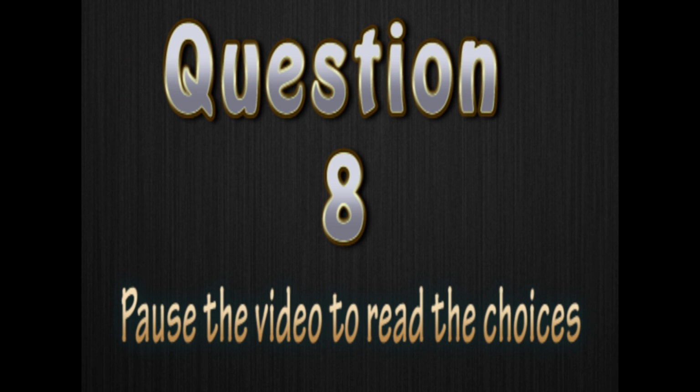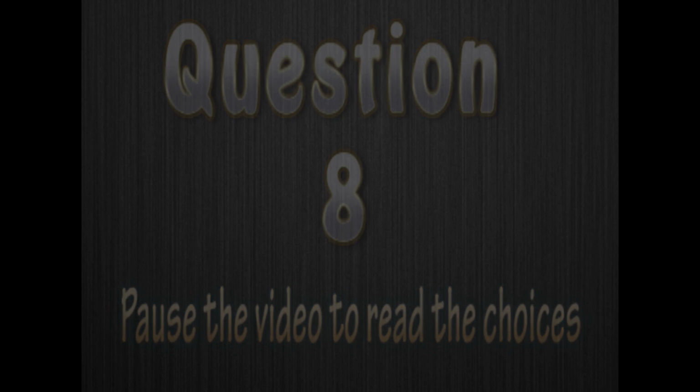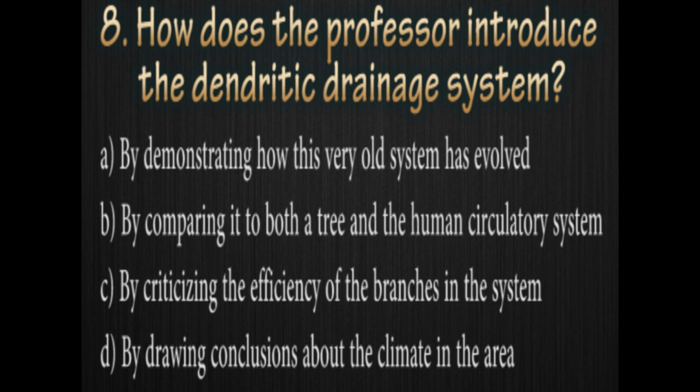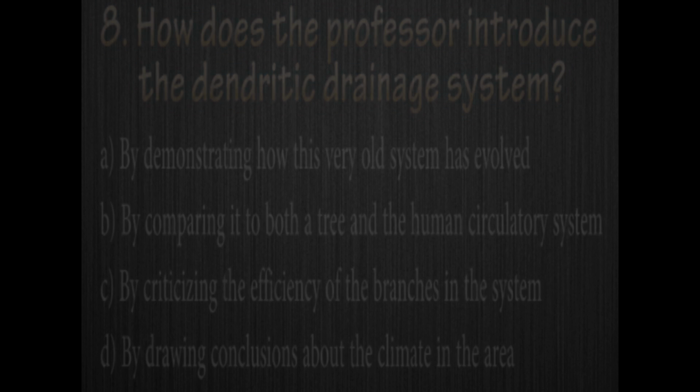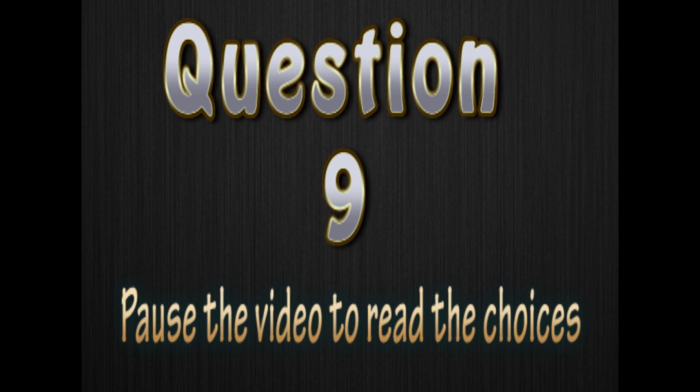Eight. How does the professor introduce the dendritic drainage system? Nine. Why does the professor mention the spokes of a wheel?